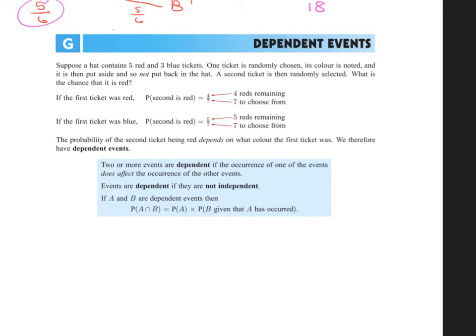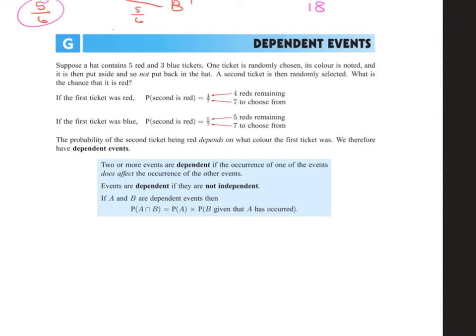This is obviously going to affect our probability when we draw again, because we are taking something out and we are not putting it back in. So that denominator is going to change upon the second draw. So if the first ticket was red, the probability that the second is red is equal to 4 out of 7. Now, the sample space originally includes 8 tickets. However, on the second draw, since you are not replacing and you got a red ticket the first time, you have 7 to choose from out of the 4 reds that remain.